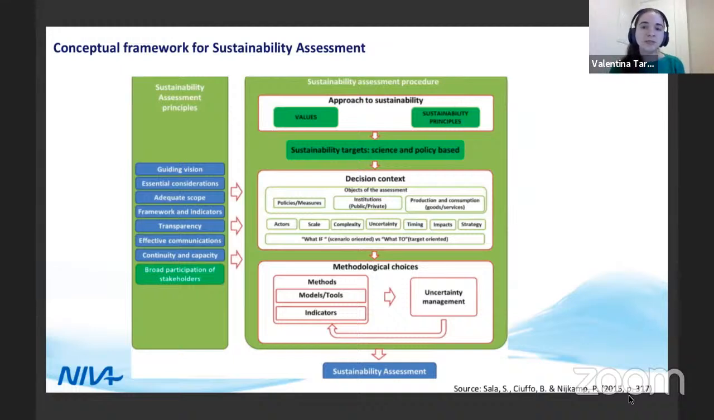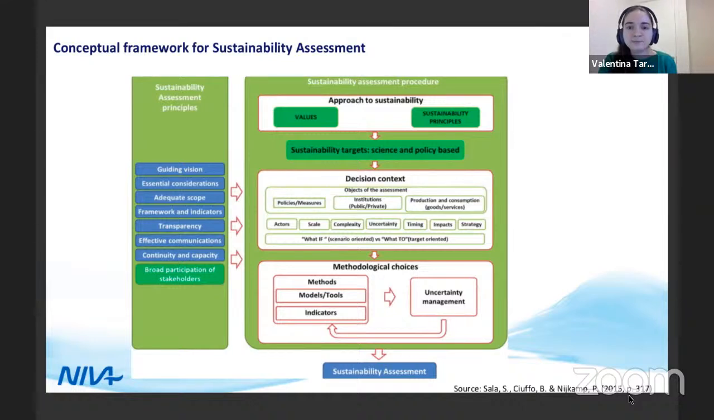In decision theory, two main approaches can be considered: the threshold approach, sometimes known as the what-to approach, which identifies the targets, and scenario planning, also known as the what-if approach. Last but not least, the methodological choices for the assessment imply the selection of the most appropriate approach, which has to be evaluated case by case.